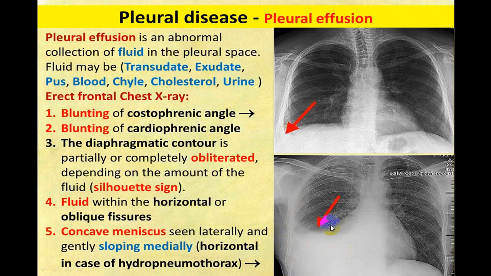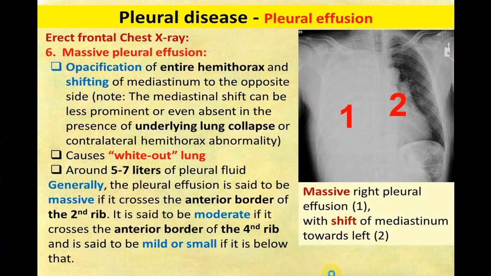You will get a meniscus sign. This is called the meniscus sign. Silhouette with the diaphragm and Silhouette with the border of the heart. When you get that, it is in favor of a pleural effusion. Depending upon the type of the fluid, it may be transudate, exudate, pus, blood, chyle, cholesterol-containing material, or urothorax. It may be any one of these. So you must be able to identify this.